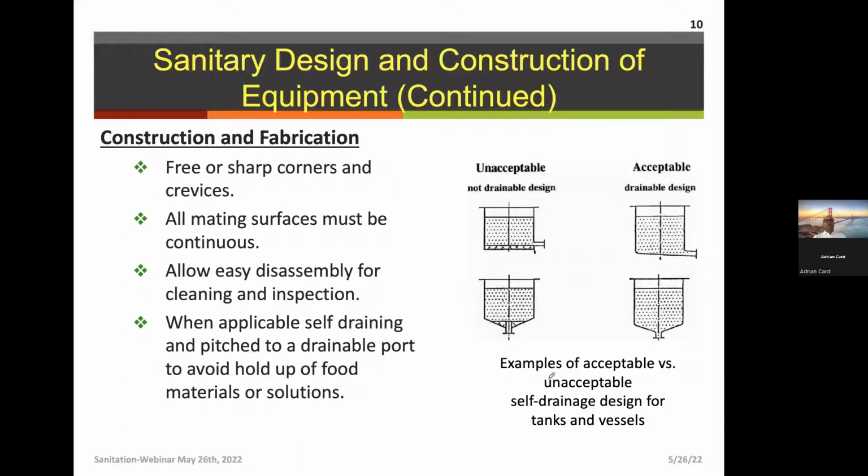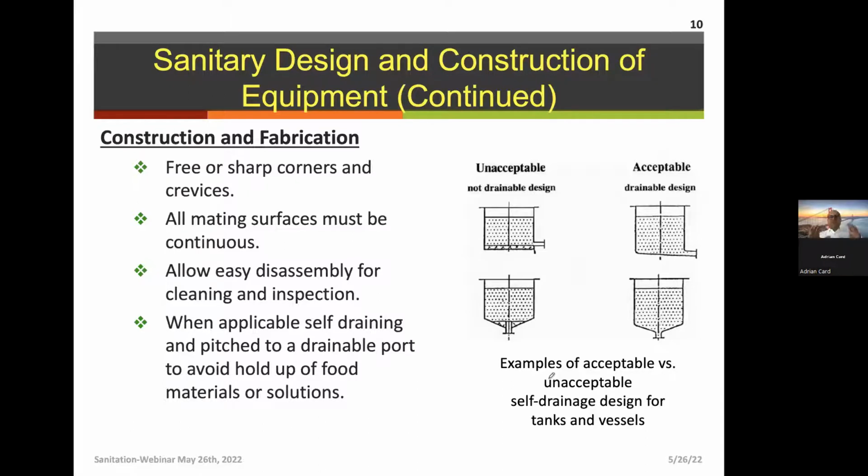When we talk about construction and fabrication, I try to use information coming directly from FDA that talks specifically about what is acceptable and what is unacceptable, because we hear about acceptable designs, but we are not told exactly what those acceptable designs are.